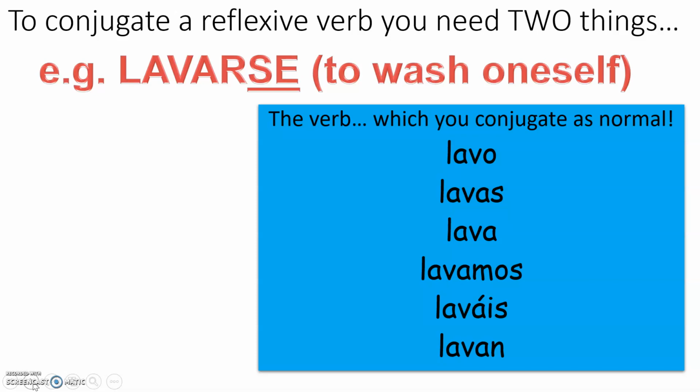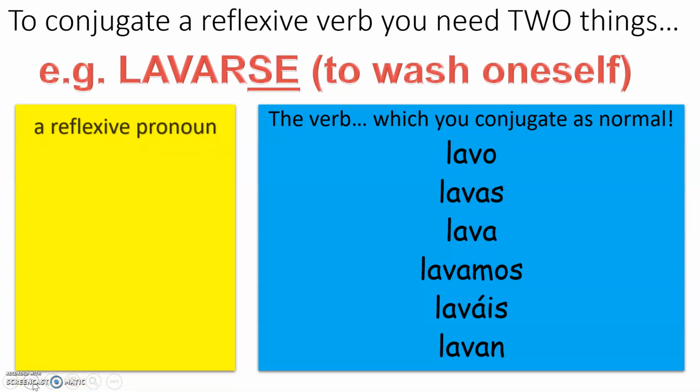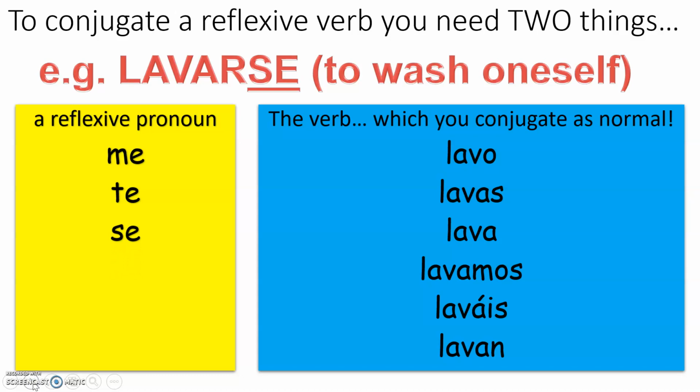We're washing ourselves. So the other thing that you actually need to add on is what we call a reflexive pronoun. And we saw one of these already, me. Me lavo, I wash myself. Te lavas, you wash yourself. Se lava, he, she, it washes him, her, or itself. Nos lavamos, we wash ourselves. Os laváis, you wash yourselves. And se again, se lavan, they wash themselves.